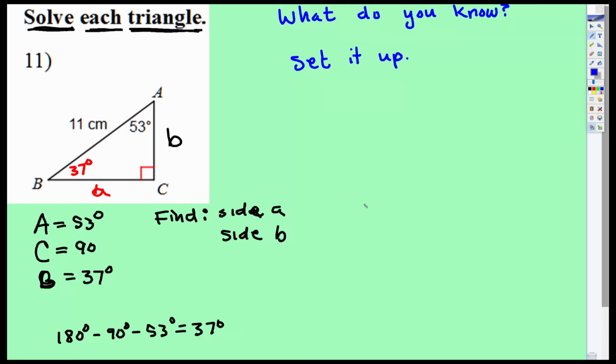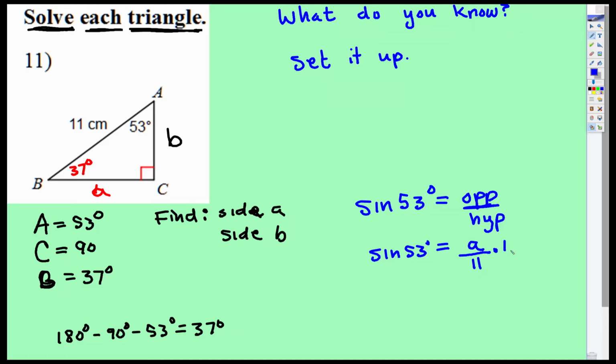We're just going to set up the ratio. So the sine of angle A, which is 53 degrees, is equal to opposite over hypotenuse. The sine of any angle is the ratio of the opposite side over the hypotenuse. So sine of 53 degrees, we don't know the opposite side, so we'll go ahead and put A, but we do know the hypotenuse, which is 11. I'll put the units later. We can just multiply both sides by 11 and then type that into the calculator.